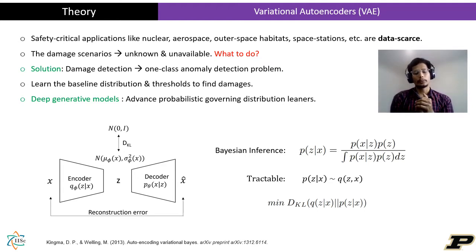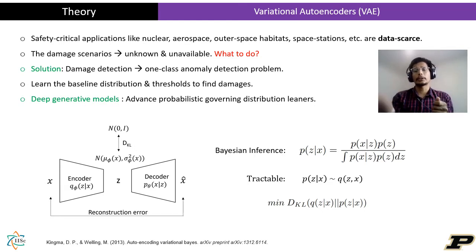Another problem with supervised learning is the balanced data set. Some of the applications we see right now, which are in the model phase, like SHM for nuclear applications, SHM for aerospace, outer space habitats, and space stations, are data scarce applications. What I mean is, when you construct a nuclear reactor, you don't produce multiple of them and hit each one to get all the possible damage scenarios and then train your supervised learner, because now you have seen all the damage scenarios.